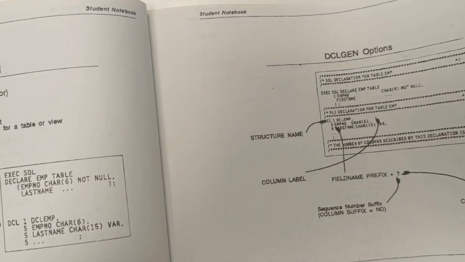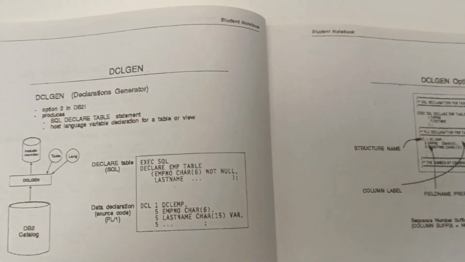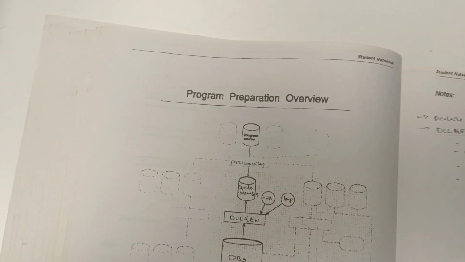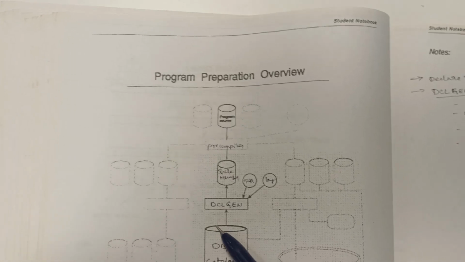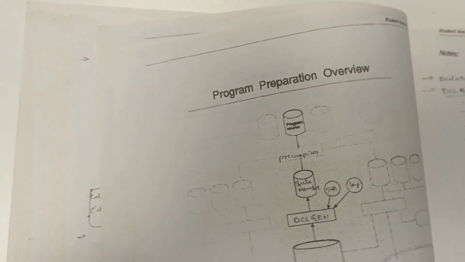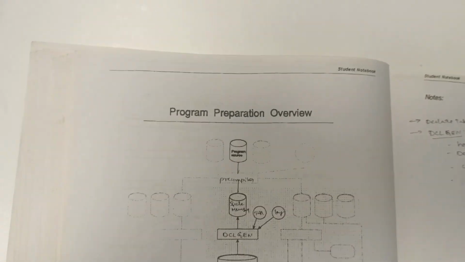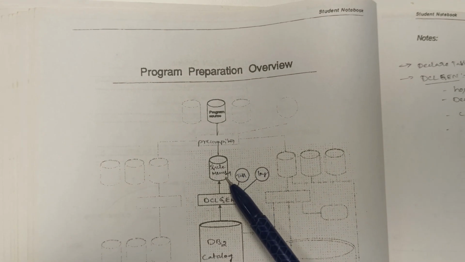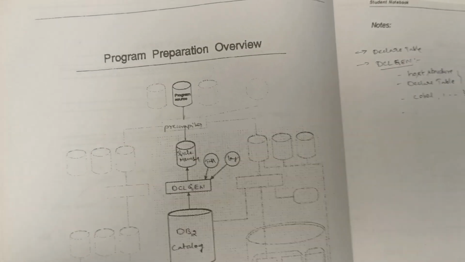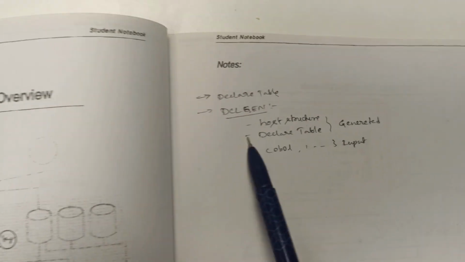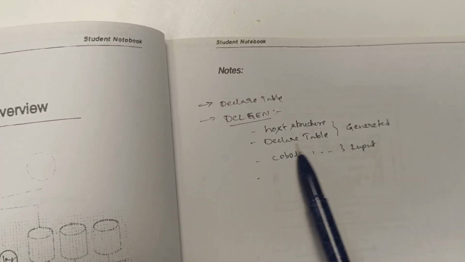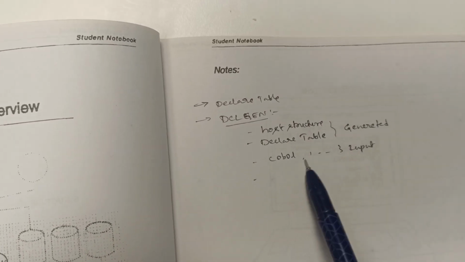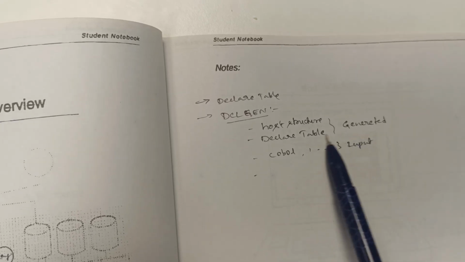You can see some of the DCLgen options. What is a DCLgen option? And this diagram, whatever I explained, is a small diagram, the same diagram, but it is a combination of the pre-compiler, and it covers these topics: include member, DCLgen, and DB2 catalog. What is DCLgen? It contains the host structure and declare table. And what is the input here? COBOL is the input, and it generates a host structure and declare table.